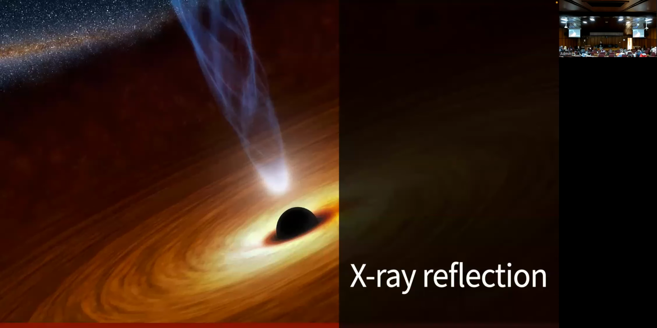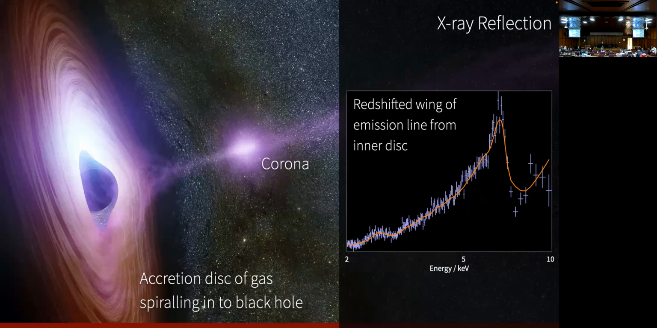So, X-ray reflection. We have our accretion disk of material in orbit around our black hole, and we have this corona that's producing X-rays. We talked about last time how this corona shines down onto the accretion disk. The plasma in the accretion disk reprocesses those X-rays by a number of different physical processes. There's Compton scattering, there's heating of the disk, there's the Bremsstrahlung emission that results from that. There's photoelectric absorption in the atoms and the ions within the accretion disk.